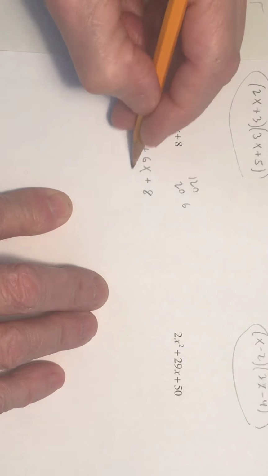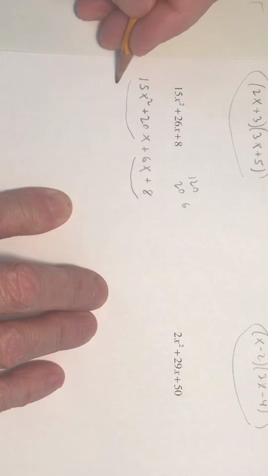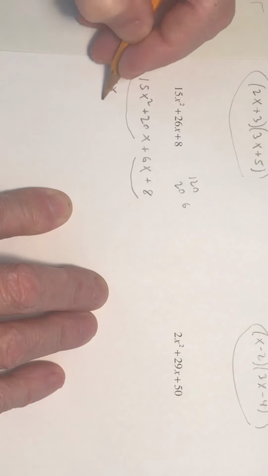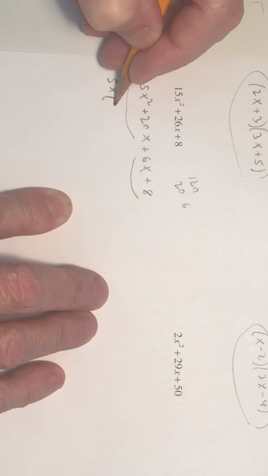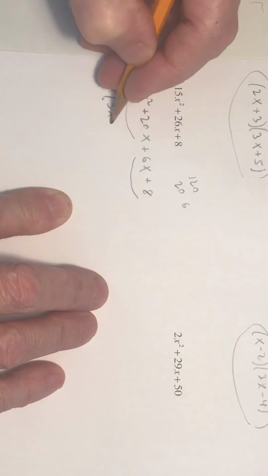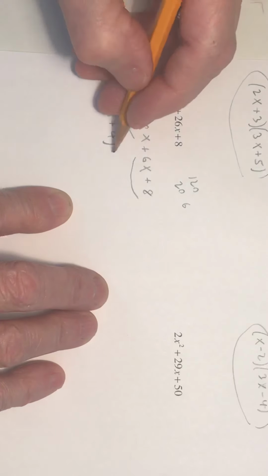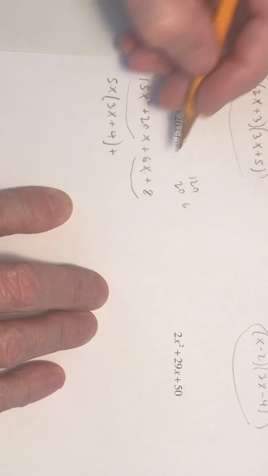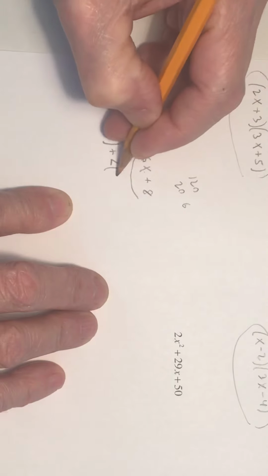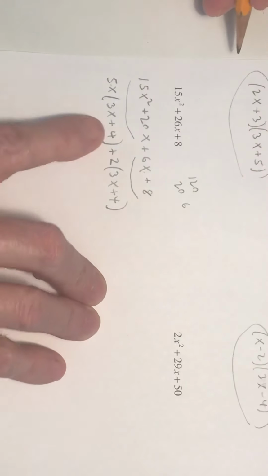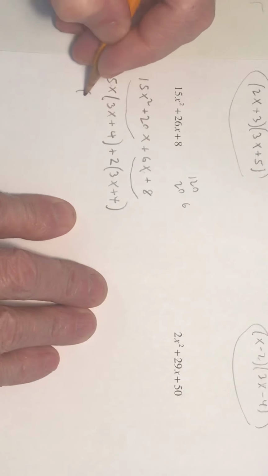And I'm grouping those two and those two. Factor out 5x. 5x times 3x makes 15x squared. And then plus 4 makes it 20x. Factor out a 2 here. 2 times 3x plus 4. And we got our common binomial factor.